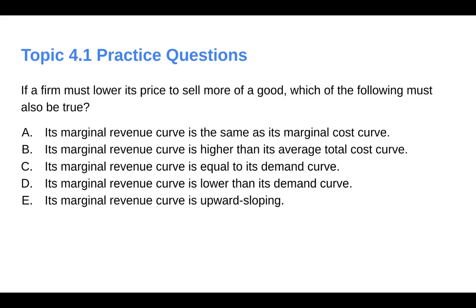And then finally, let's look at a practice question here. If a firm must lower its price to sell more of a good, which of the following must also be true? So go ahead and pause the video and see what you come up with. So the correct answer here is going to be D. As we learned, its marginal revenue curve would be lower than its demand curve.